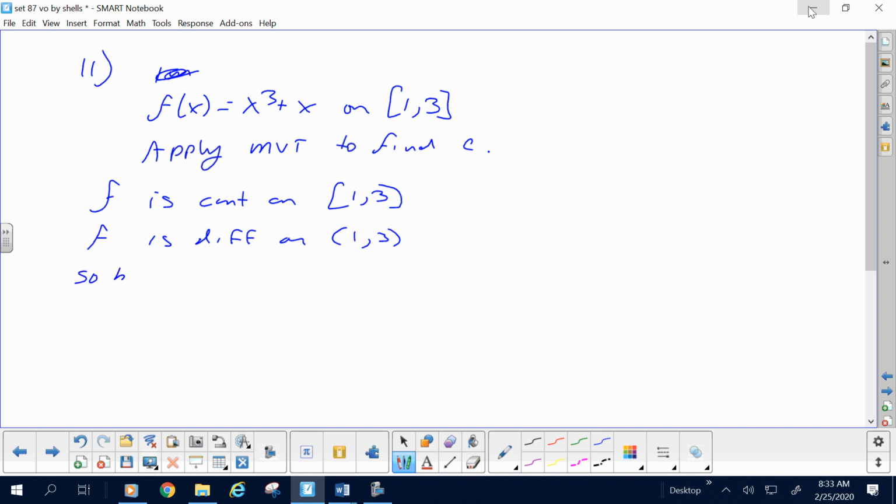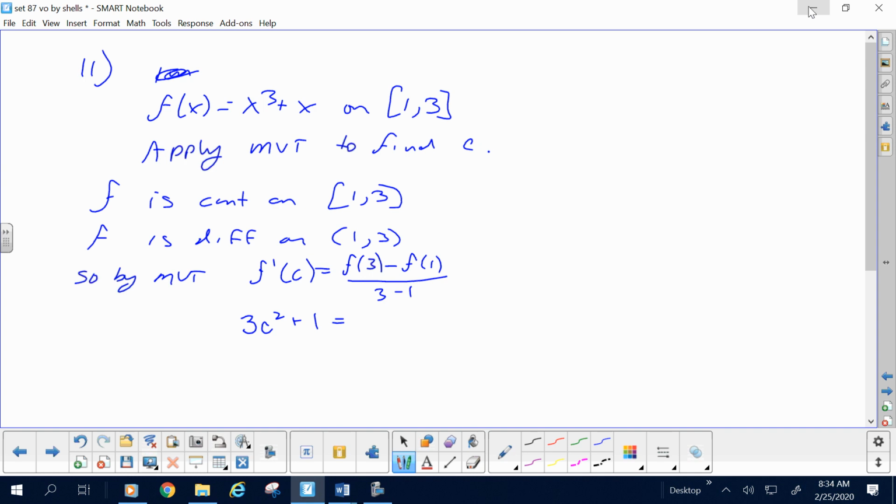So by MVT, there is a C in 1 to 3 where F prime at C equals the average rate of change. Instantaneous rate of change equals average rate of change, yes? What's the instantaneous rate of change at C? 3c squared plus 1 equals, what was the average rate of change or the secant slope?